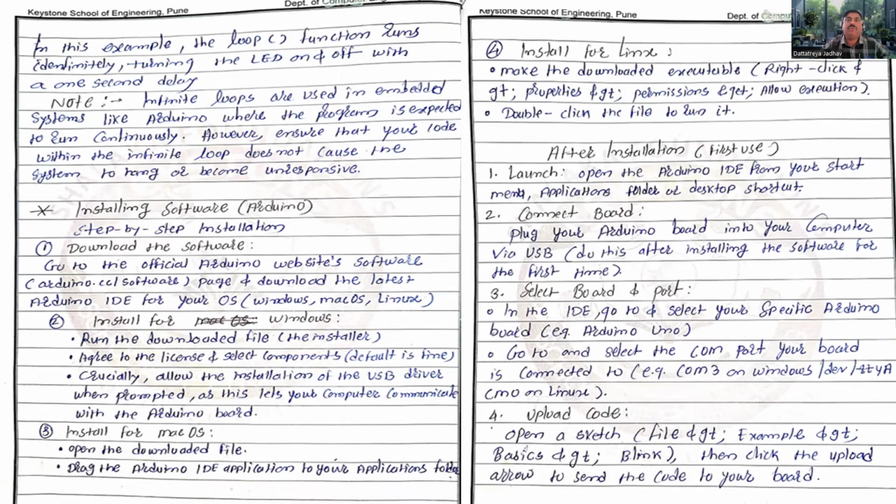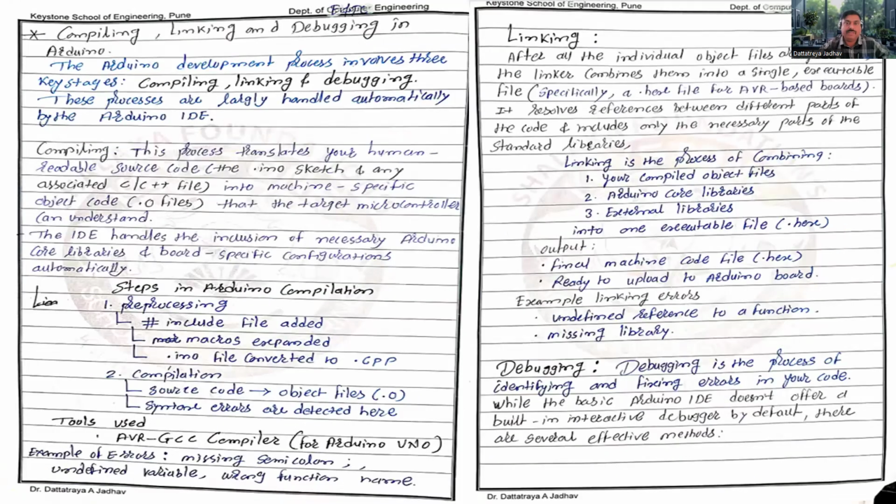Then we go with the installation of software, depending upon the OS you use for the setup. Then we go with compiling, linking, and debugging in Arduino. That is the concept related to the parameters of this work. So we go with some of the Arduino parameters. Try to execute this program so you can understand more properly.